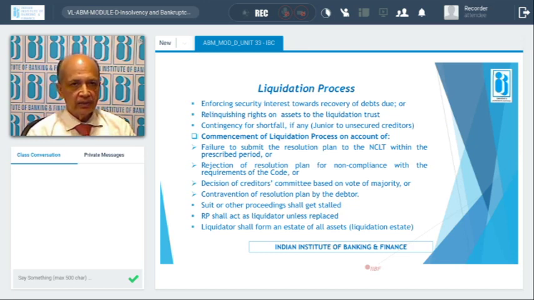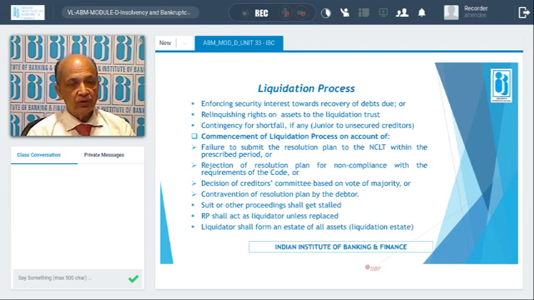Any contingency shortfall is junior, meaning it comes only after unsecured creditors are met. Any shortfall will be met not from the principal realization. Okay. Now, when can the liquidation proceeding be commenced? First, failure to submit the resolution plan to the NCLT within the time frame, that is, within 180 days. Second, rejection of the resolution plan by the creditors committee. The decision of the creditors committee is based on a majority vote, that is 66%.